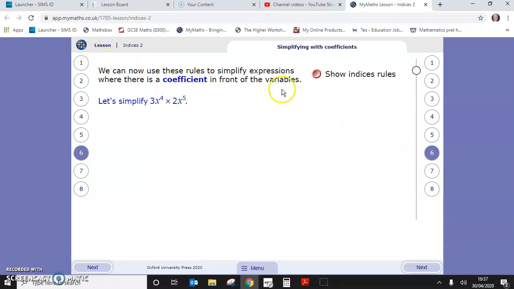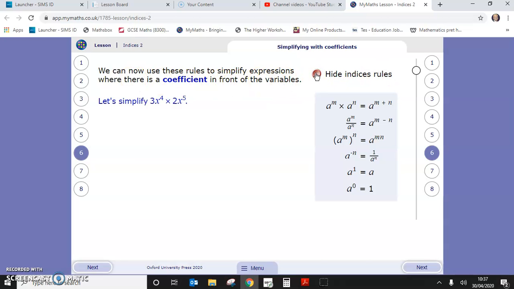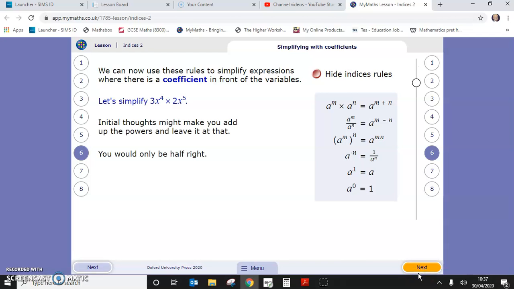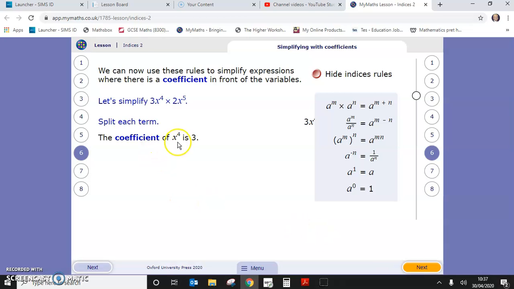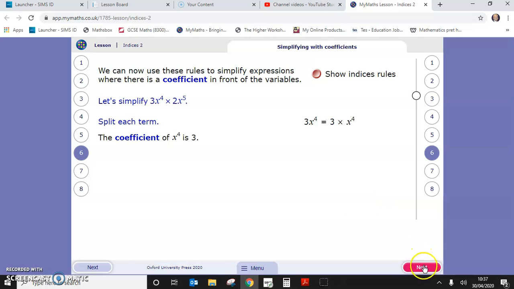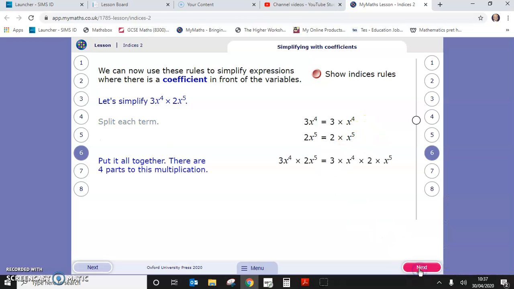We can use these rules to simplify expressions. So if you want to see the index rules, you can leave them up there. Okay. This time there is a coefficient. A coefficient just means a number in front of my variable. So I've got a 3 in there and I've got a 2 in there. Now all we're going to do is the coefficient of x to the power of 4 is 3. So that's 3 times x to the power of 4, and 2 times x to the power of 5. And remember, that's all being timesed together.